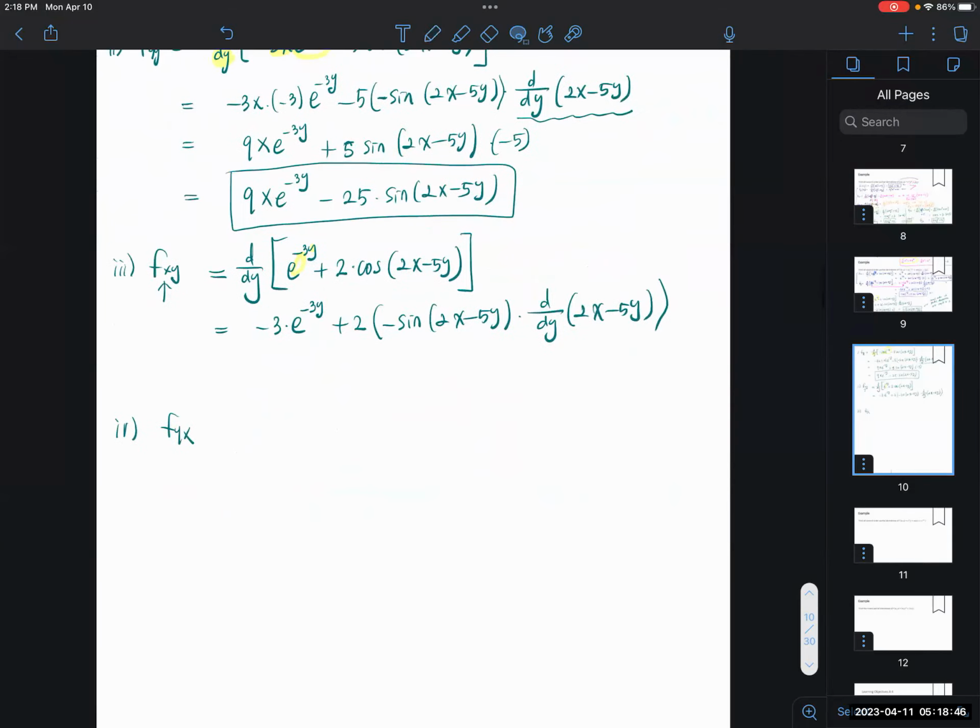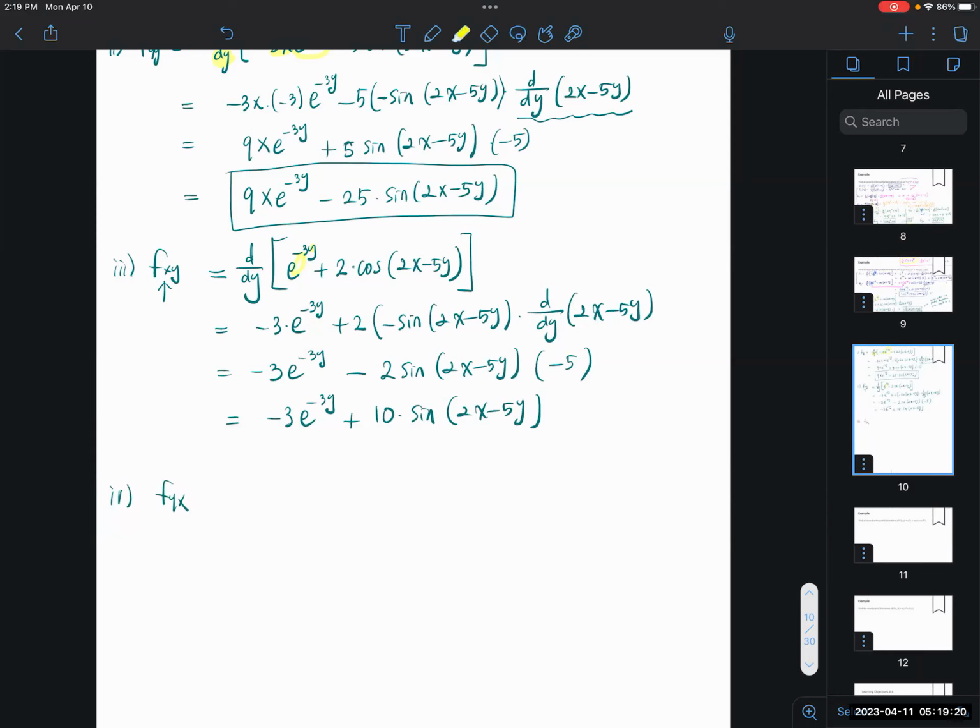Beautiful. Actually, I don't need this one. One parenthesis. So negative 3 e to the negative 3y. We have a 2, actually negative 2 because of the negative. So negative 2 sine 2x minus 5y and negative 5. So what's the answer? Negative 3 e to the negative 3y, double negative, positive, sine 2x minus 5y. We got it.